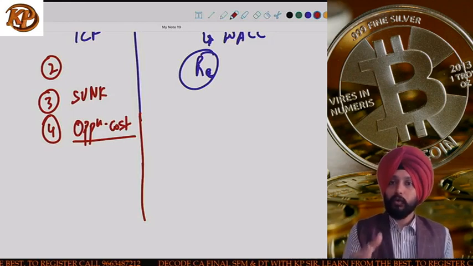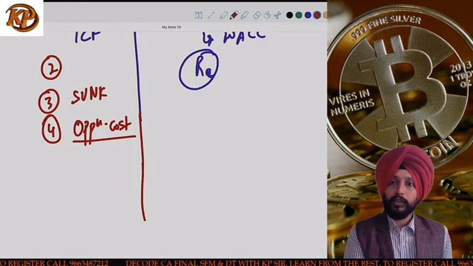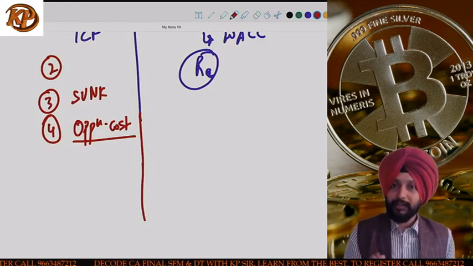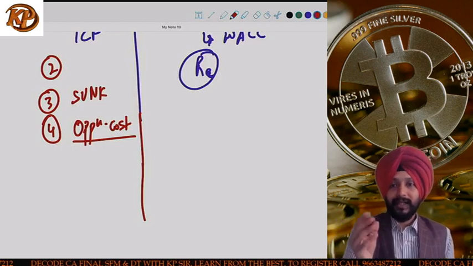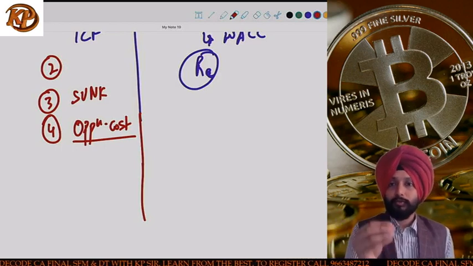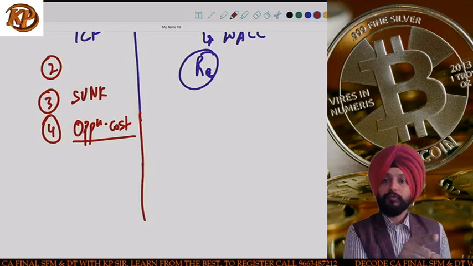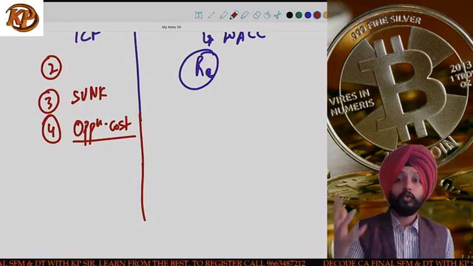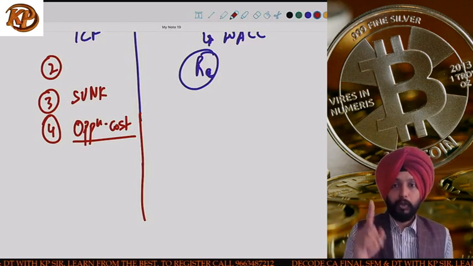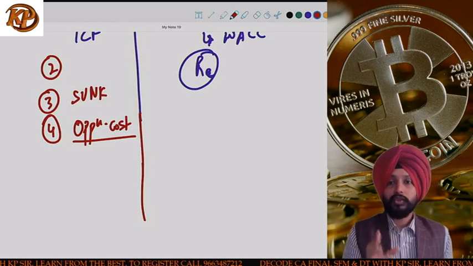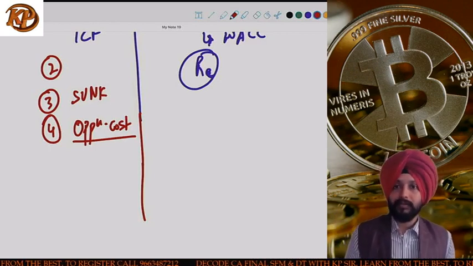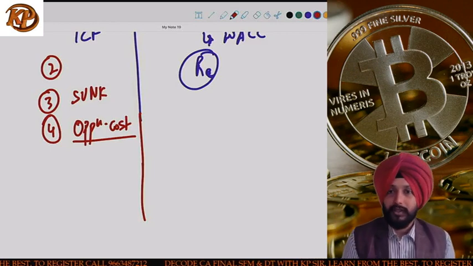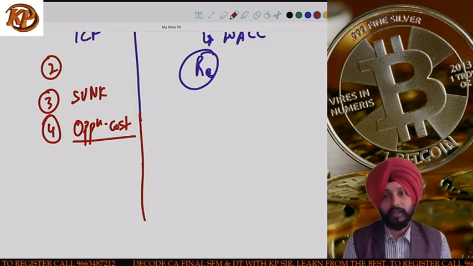But now suppose, because you want to use that land for your own project, you ask the tenant to vacate that land. If your tenant is vacating, there is a clear-cut loss of 12 lakhs of annual rent. Because of undertaking this project, you lose this rental income of 12 lakhs. This loss of 12 lakhs should be considered in project evaluation.